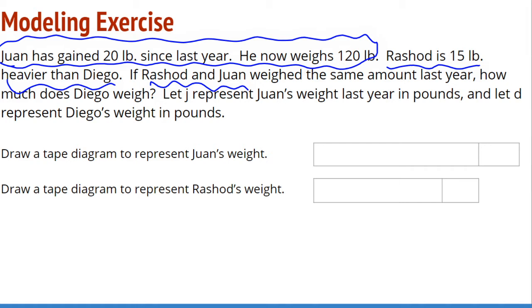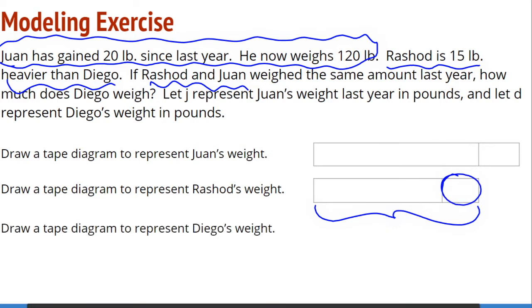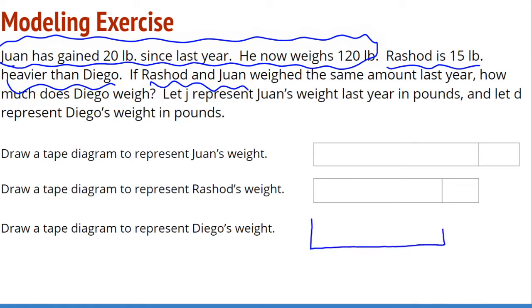This is where Rashad was last year, but this is the difference with Diego, which leaves us with Diego, and we just talked about him. So Diego is this piece right here, because he has a difference of 15 when compared with Rashad.